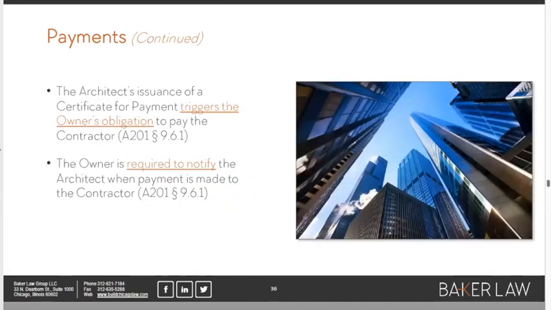Sticking with the topic of payments, it's really important for everyone on this call to understand that the act of the architect certifying the payment application is playing with live ammunition. It's a legally operative act, because when an architect issues a certificate for payment, that is the thing which triggers the owner's obligation to pay. Okay, so this is not a nicety, where maybe the architect has to do it, maybe they don't. At least in the way that the A201 general conditions is written up, this is mandatory.